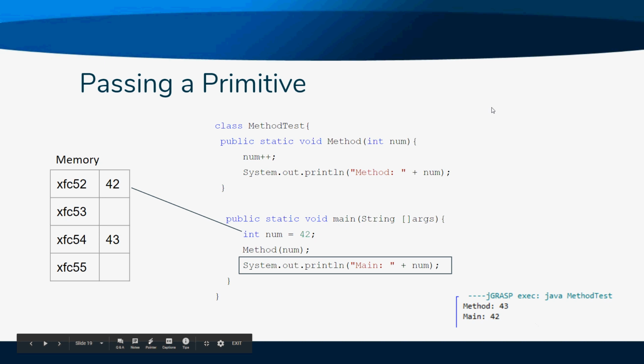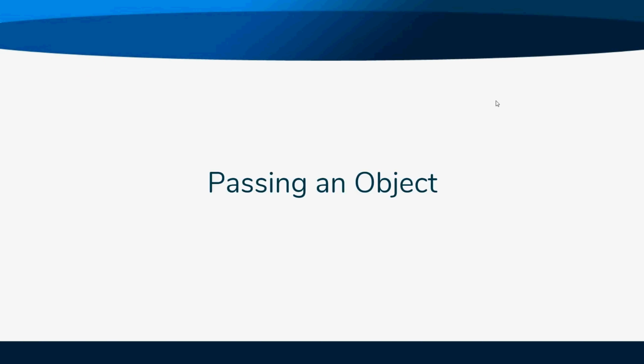So that's what happens when you pass a primitive data type. So that is an int, a double, a boolean, a float, any of those primitive data types, it only passes a copy. Okay, now that differs a little bit when you pass an object.